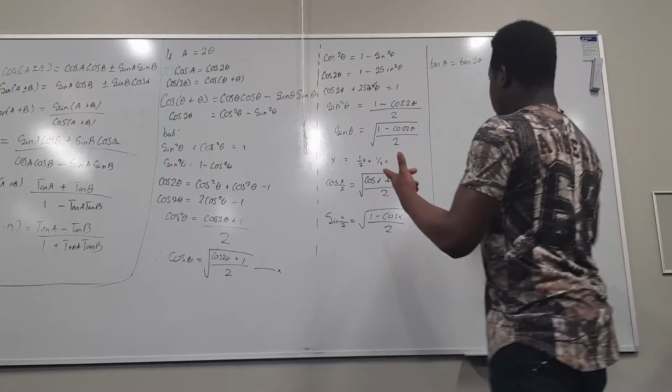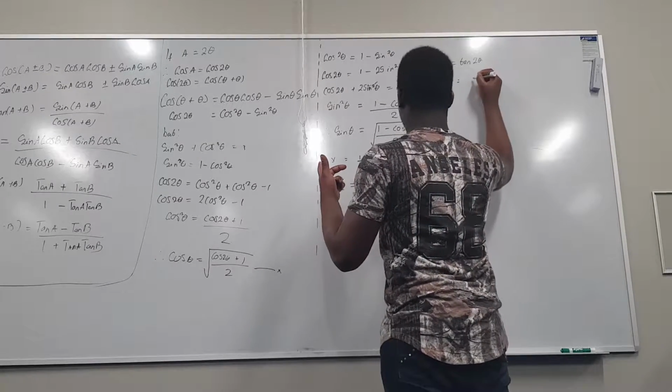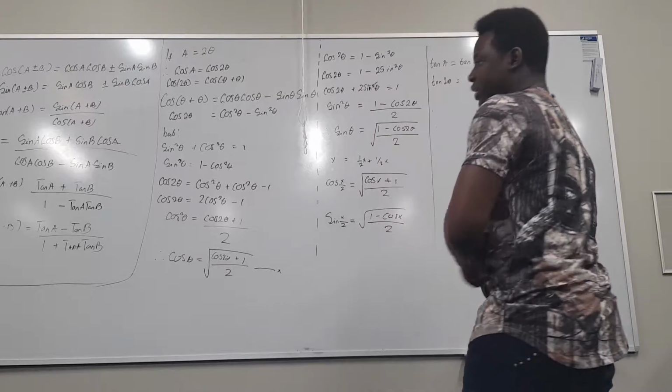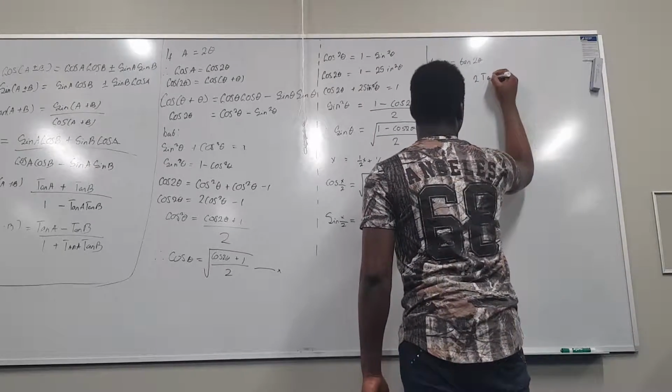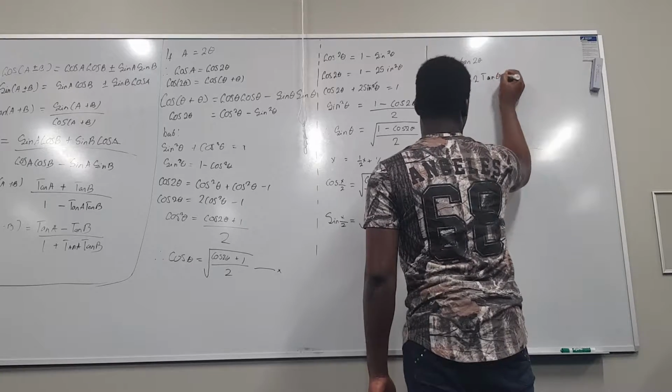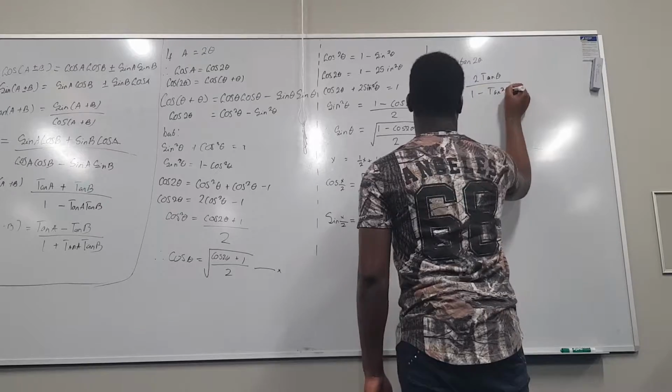So using that analog, we see that tan 2 theta is equal to tan A plus tan B, which is tan theta plus tan theta, which is 2 tan theta, divided by 1 minus tan squared theta. Hopefully you can see that.